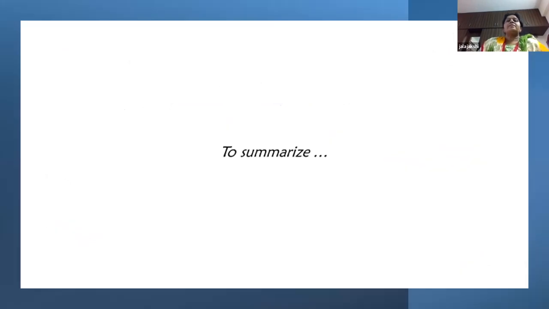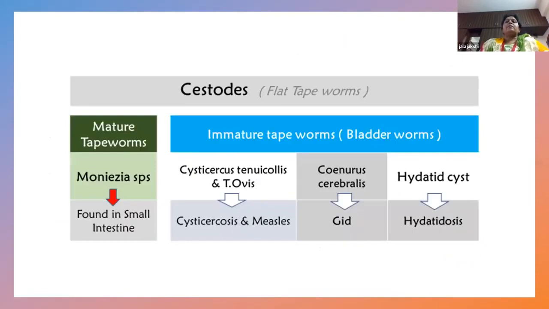To summarize this webinar, mature tapeworms like Moniezia species are mainly located in the small intestine of sheep and goats and cause serious disease in sheep. Bladder worms like Cysticercus ovis causing sheep measles, Coenurus cerebralis causing gid, and Echinococcus granulosus causing hydatidosis are some of the important bladder worm infections of small ruminants.